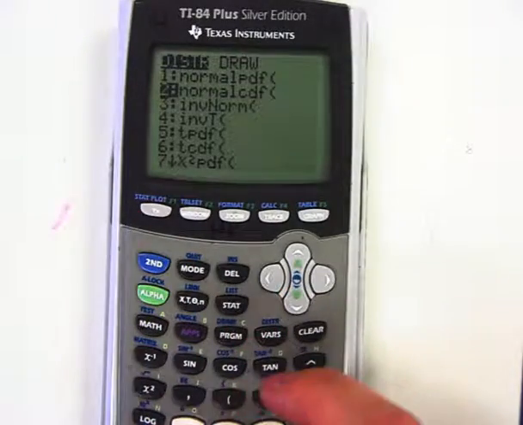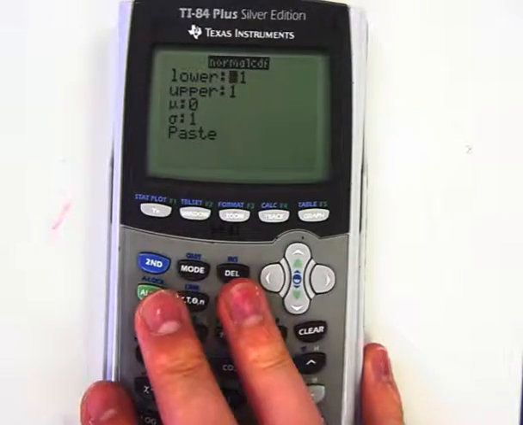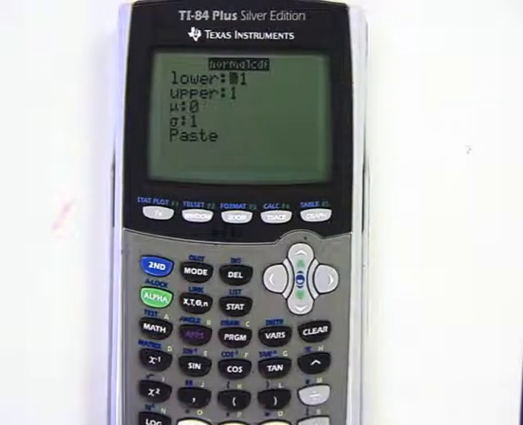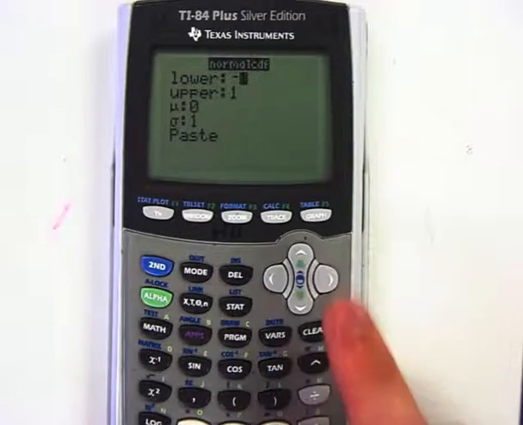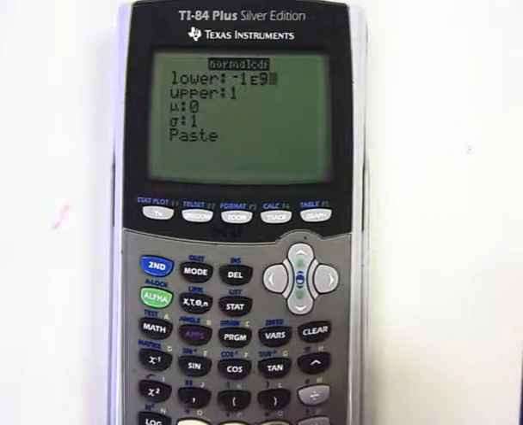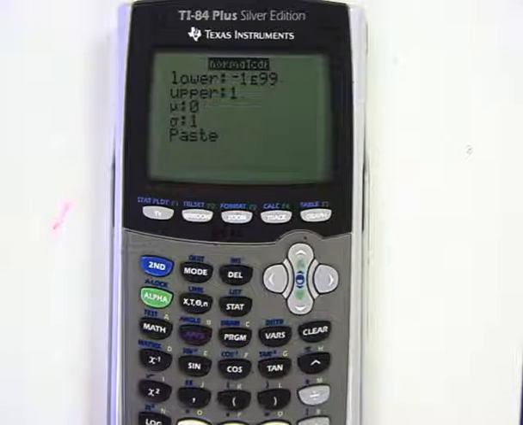We can do things other than just integers as well, and that's the real advantage of this function. Say we want to find the area, or the proportion of observations, that will be more than 1.46 standard deviations below our mean. In this case we want our lower bound to be -infinity, but we can't enter that into our calculator, so we'll settle with -1 times 10 to the 99. That will give us a suitably small lower bound, and then our upper bound is just going to be -1.46.